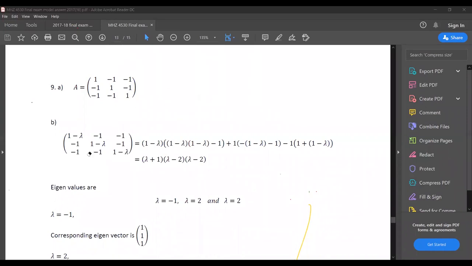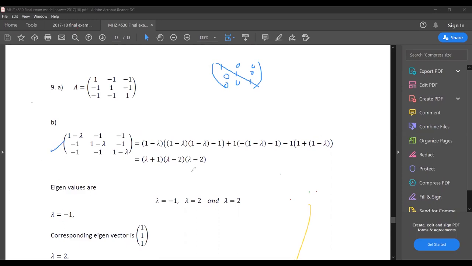To find the eigenvalues, we need to subtract lambda times I, the unit matrix. So what is a unit matrix? Most of you know what a unit matrix is, right? That is 1, 1, 1 on the diagonal, and here 0, here also 0, and 0, 0, 0. You need to multiply by this one only, so only the diagonal changes. That is given here.